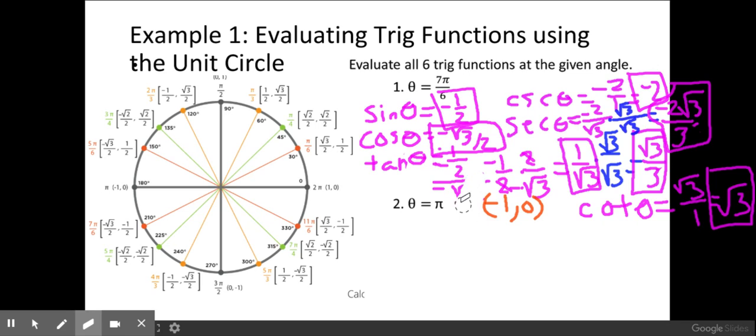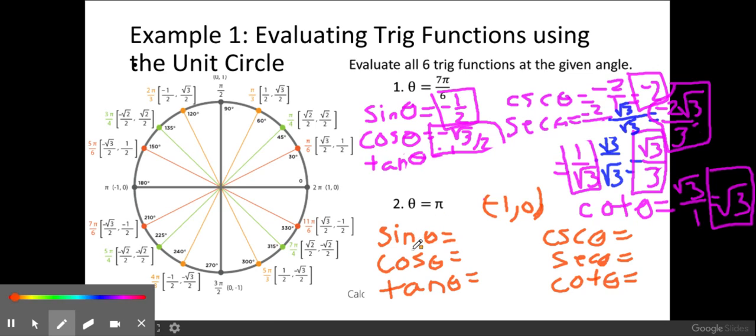Let me get rid of this stuff. All right, so I set these up for us. So since we want all 6 trig functions, I have 1, 2, 3, 4, 5, 6. I like to set it up this way every time, having the reciprocals right next to each other because it just makes it easier, and then having sine, cosine, and tangent all in a row like this. So sine always goes with the y value, so this is my y value, which is 0. Cosine always goes with the x value, so it equals -1.